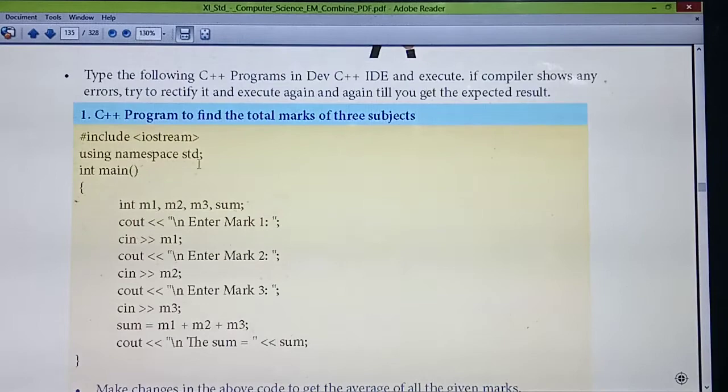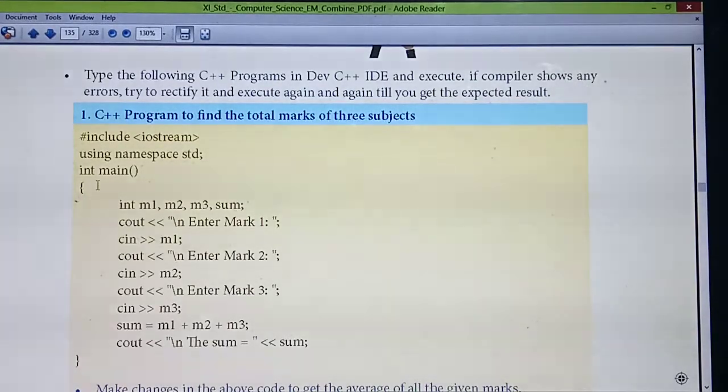What's the second line? Using namespace std. What's the use of namespace std? The variables and objects you are declaring inside the program, all those things will come under namespace std. Okay. So using namespace std semicolon. Then what's the third line? You should write the main function. All the things you write, you are going to write inside the main function. So what's the format? int main(), then open brace and close brace.